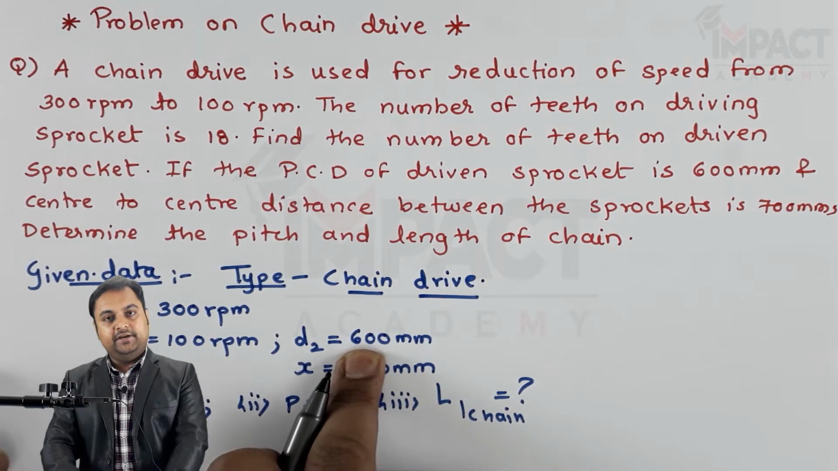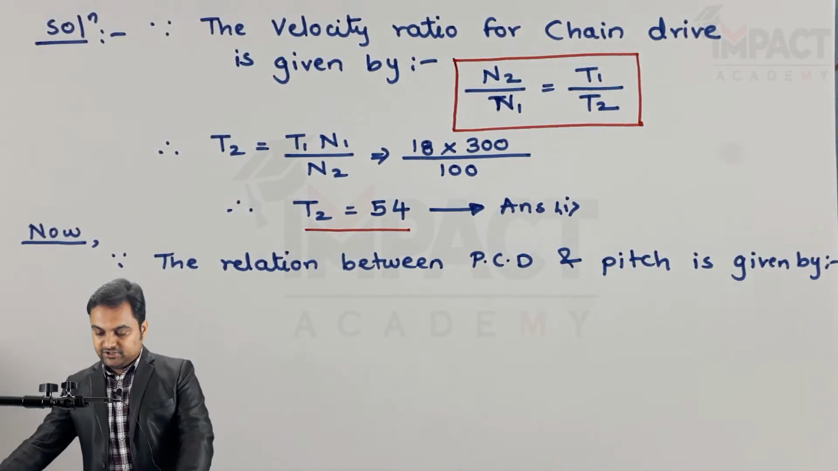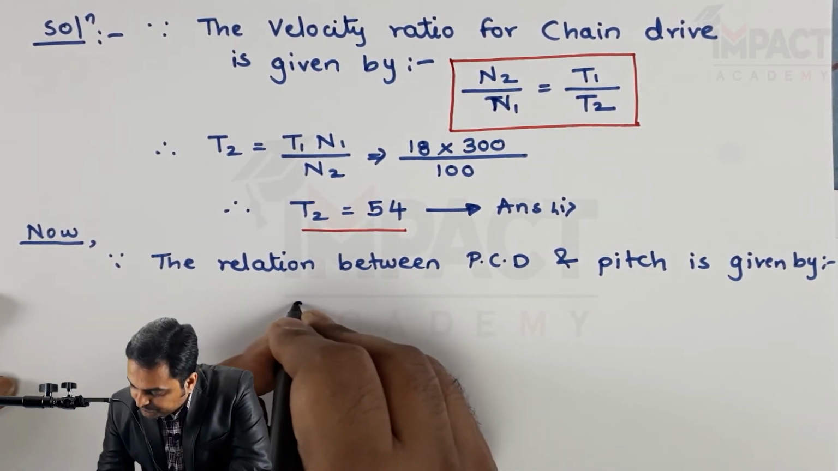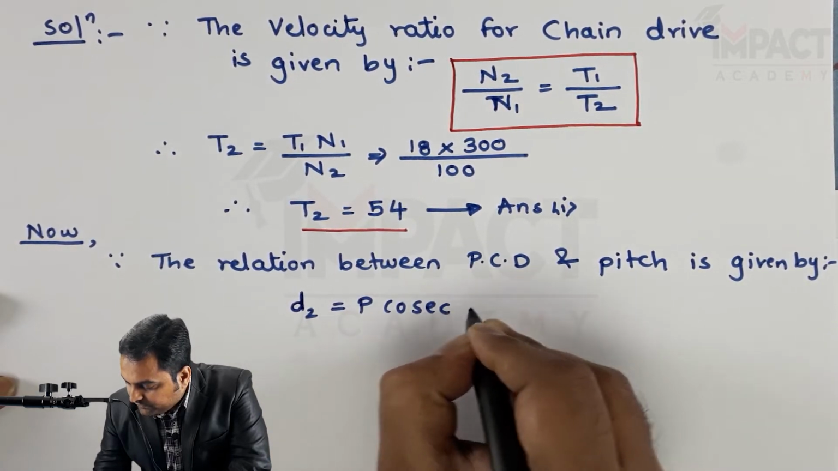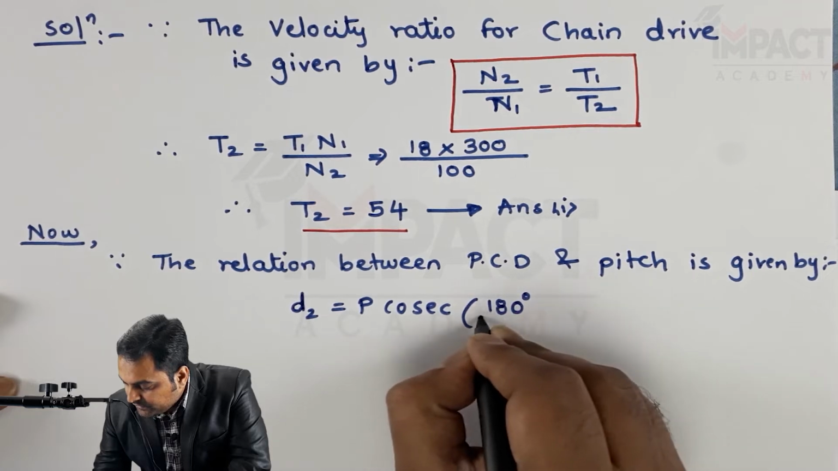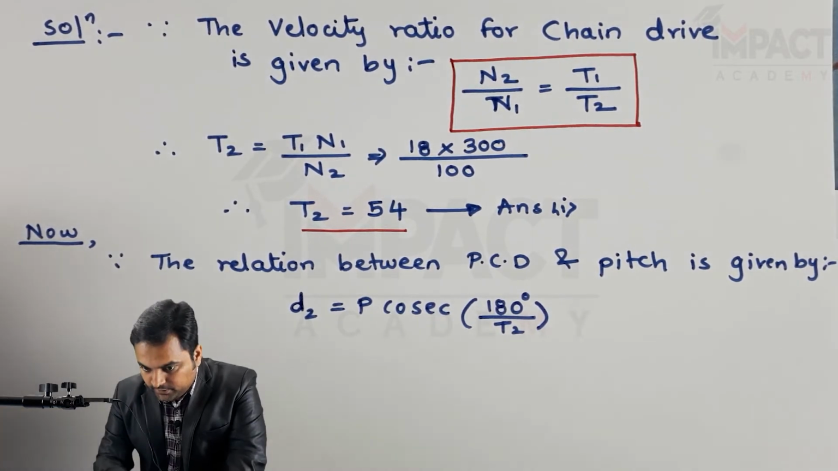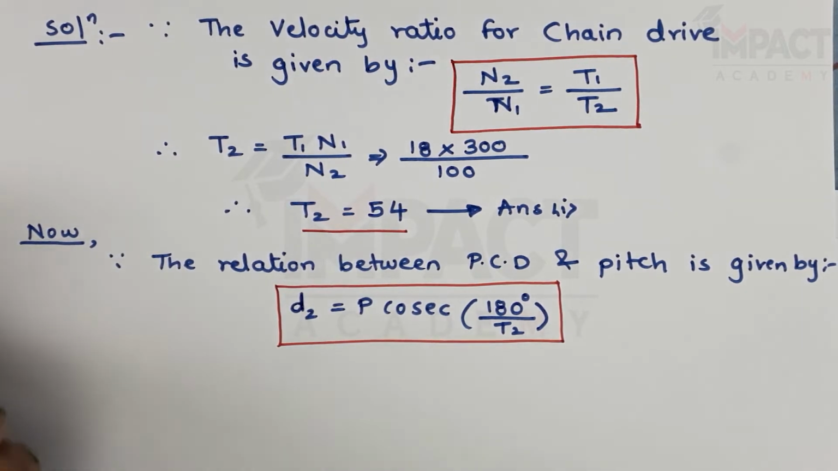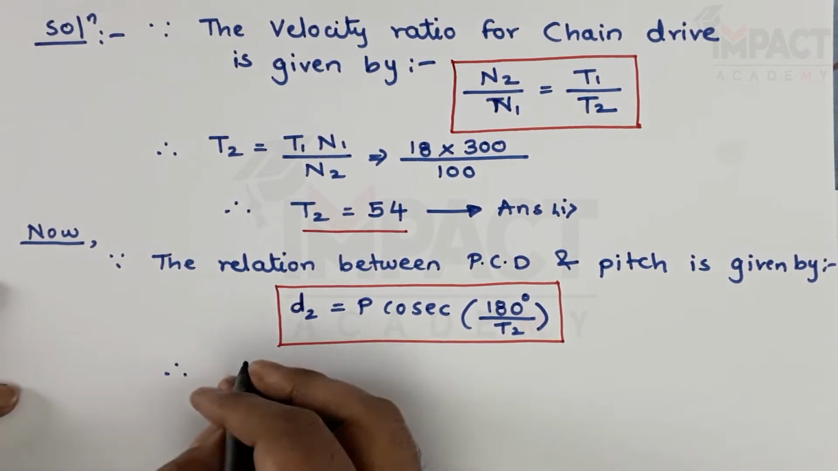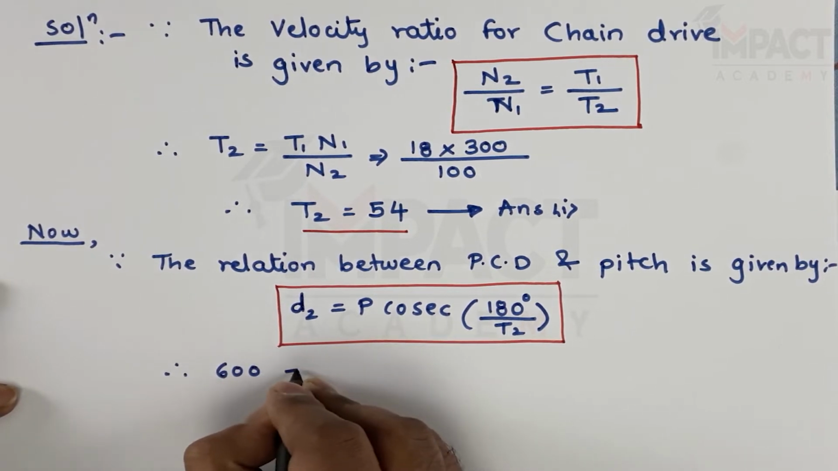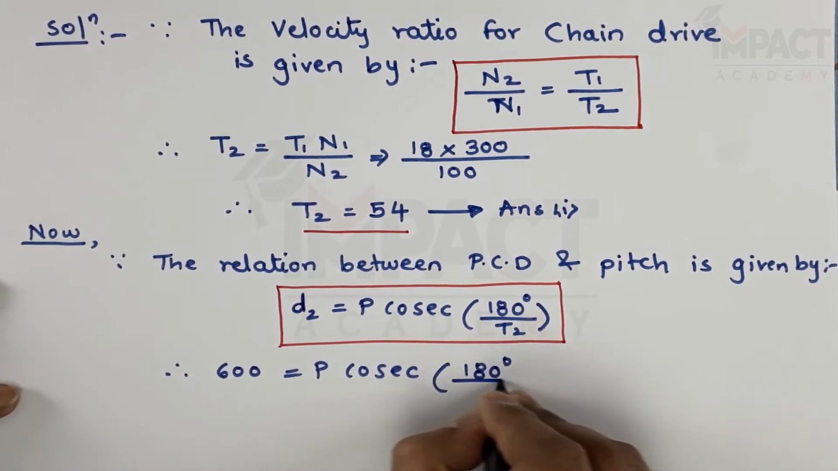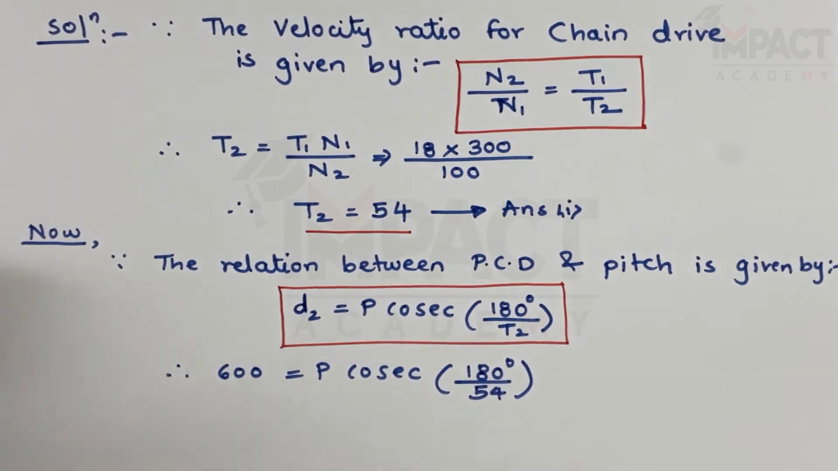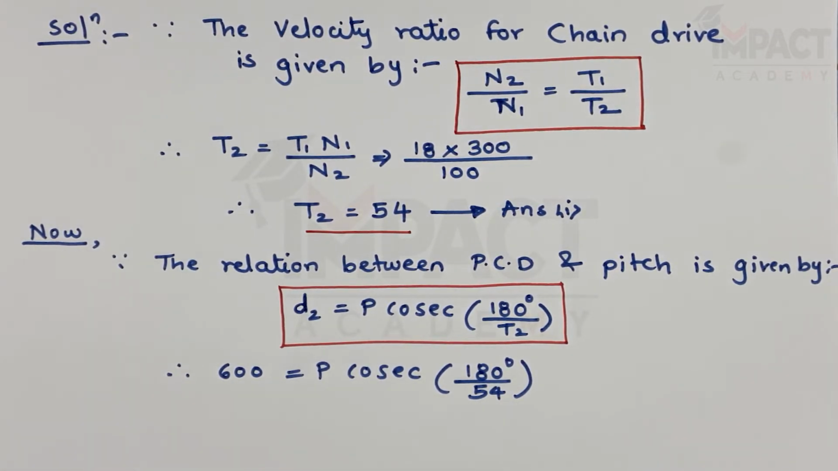So I'll be using the formula in the form of D2, that is the relation between PCD and pitch will be D2 is equal to pitch times cosec of 180 degree divided by number of teeth on the driven sprocket. So putting all the values here, D2 value is 600 given, pitch is what we have to find out, cosec 180 divided by T2, which is 54, and from this when I calculate, the answer of pitch comes out to be 34.89 mm.